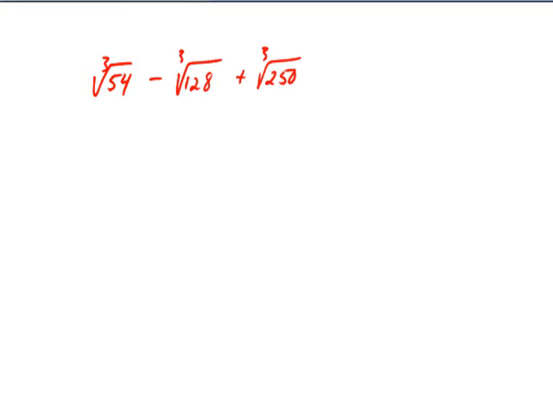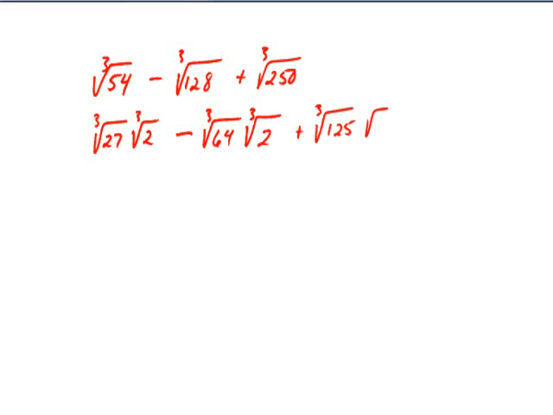In this problem, once again, I'll simplify each radical by recognizing the perfect cube that goes into each. In the first, the perfect cube that divides into 54 is 27. 27 times 2 to get 54. In the second, the perfect cube that divides into 128 is 64 times 2. And in the third, the perfect cube dividing into 250 is 125 times the cube root of 2.